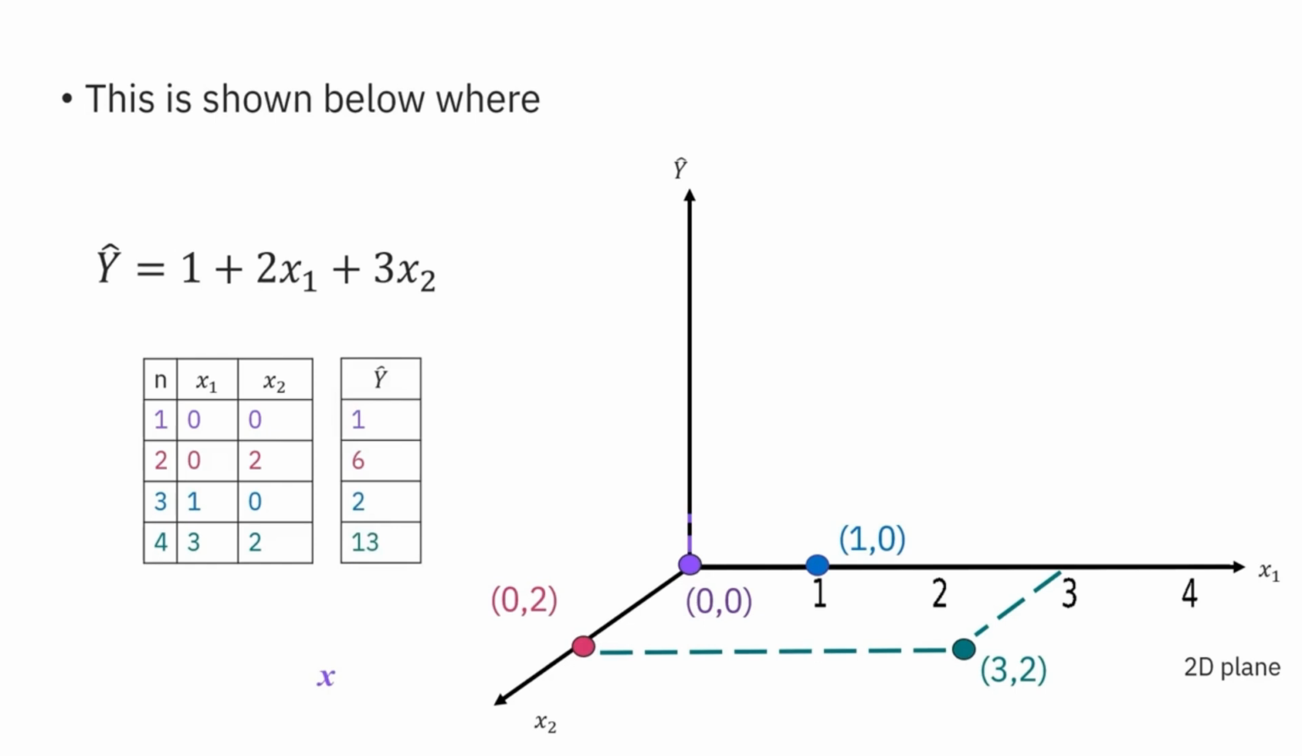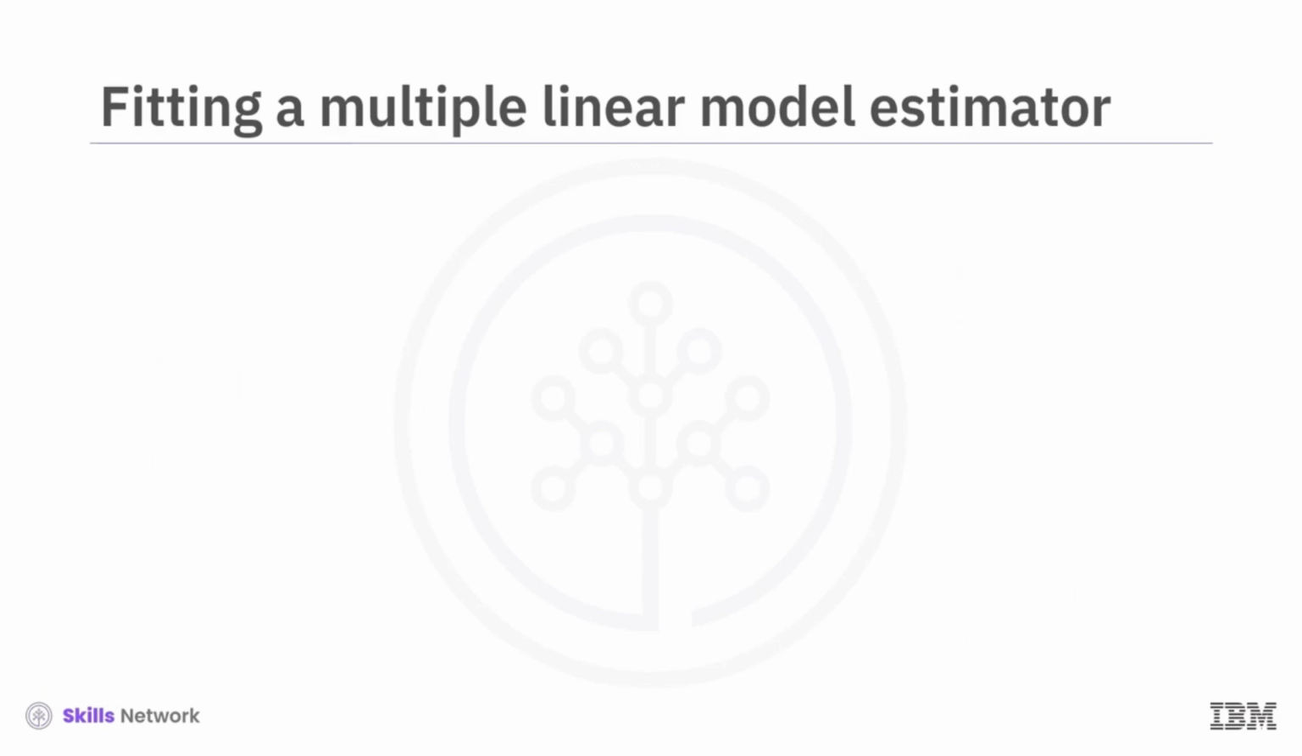Each value of the predictor variables x1 and x2 will be mapped to a new value y hat. The new values of y hat are mapped in the vertical direction with height proportional to the value that y hat takes. We can fit the multiple linear regression as follows.